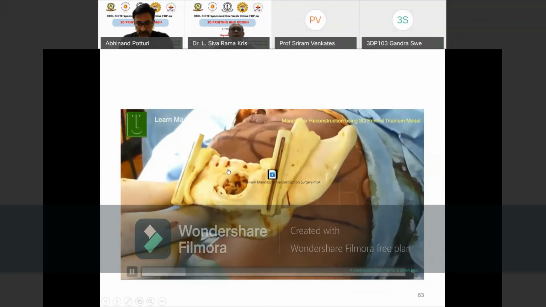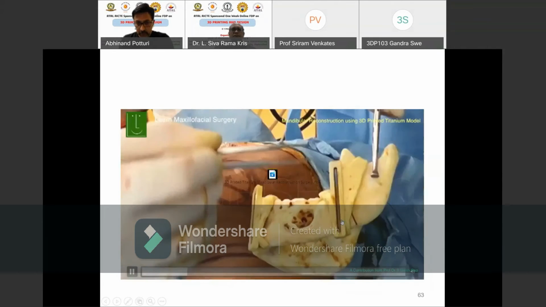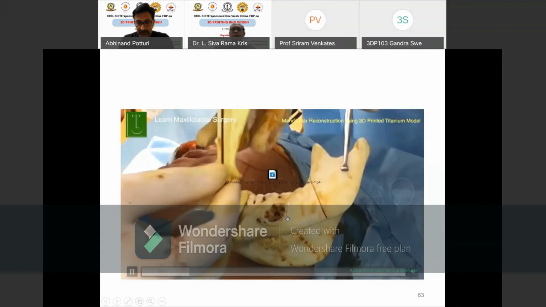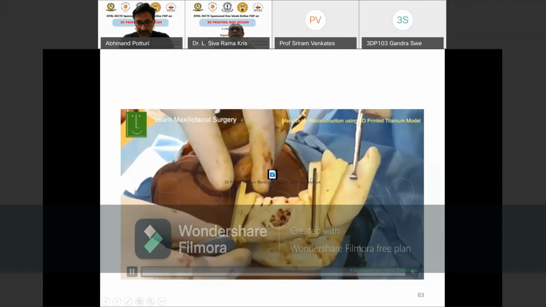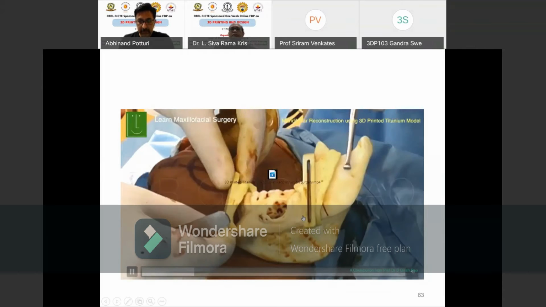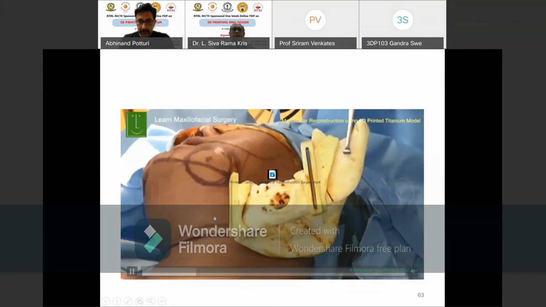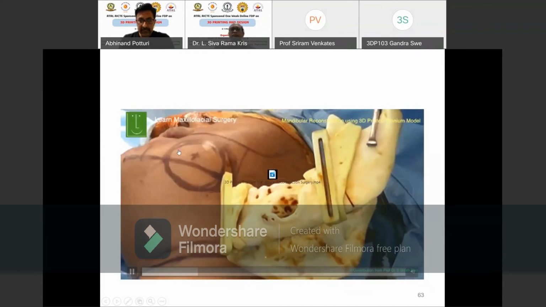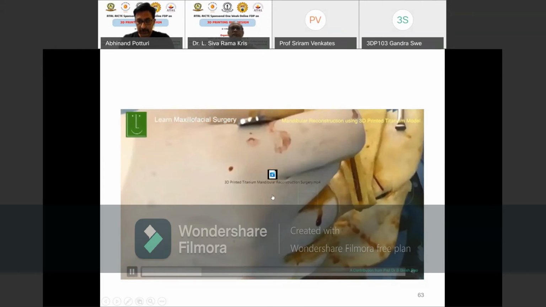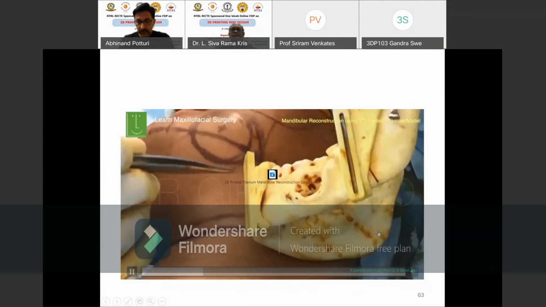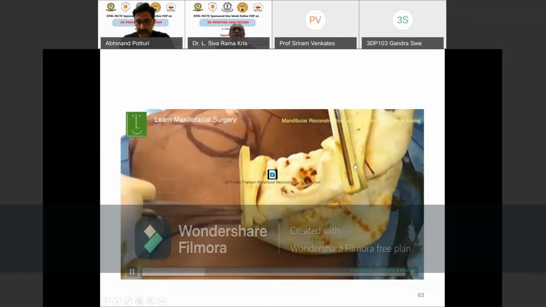This is the tumor portion of the patient. This is where the tumor was present. We printed it, and then we prepared cutting guides, which will help us cut exactly the part of the bone which we have planned on the table. So this is the tumor part which is marked on the patient's face. This is the face of the patient, the lower jaw of the patient. See, these are the cutting guides.